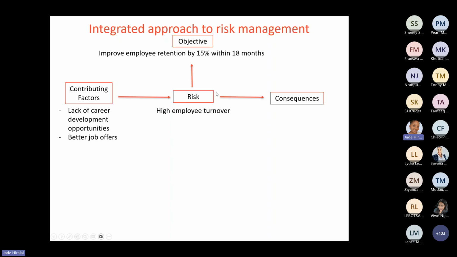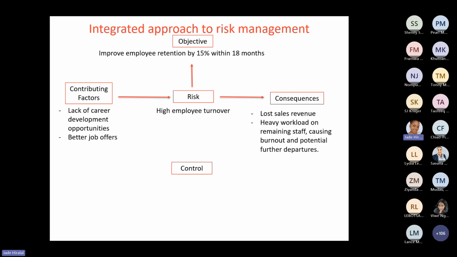So BarnOwl allows you to link consequences to your risks as well. Some of those consequences may be lost sales revenue or heavy workload on remaining staff, causing burnout and potential further departures. In BarnOwl, we are then able to link our controls either to the risk or to the contributing factors, depending on what we'd like to manage. Some examples of controls would be basic training programs or annual performance reviews.